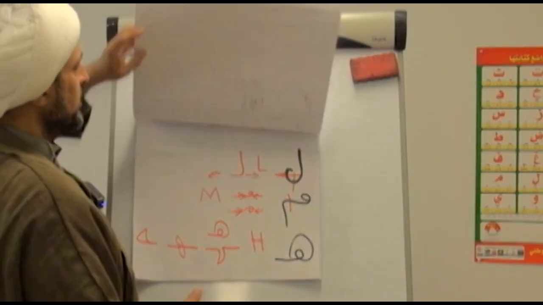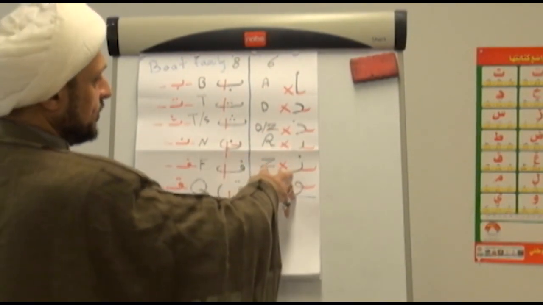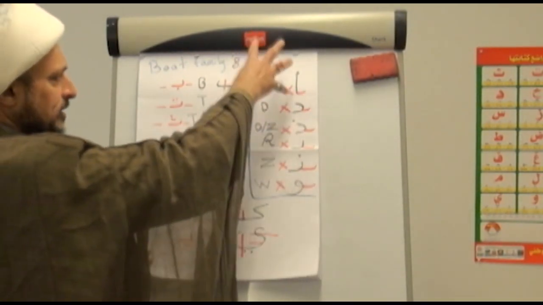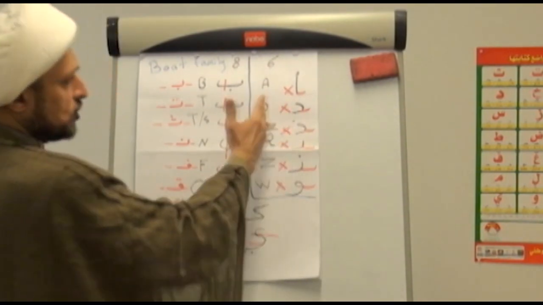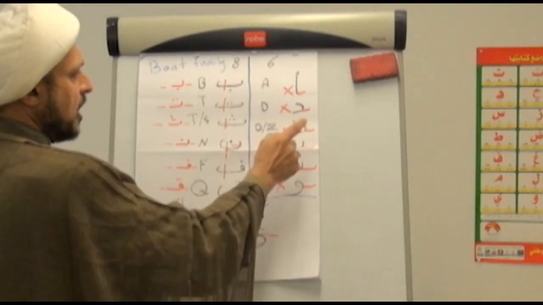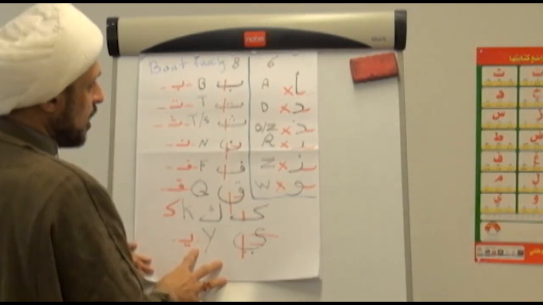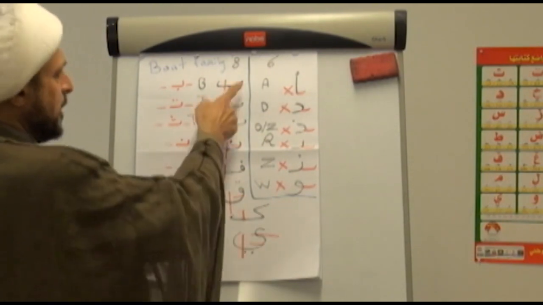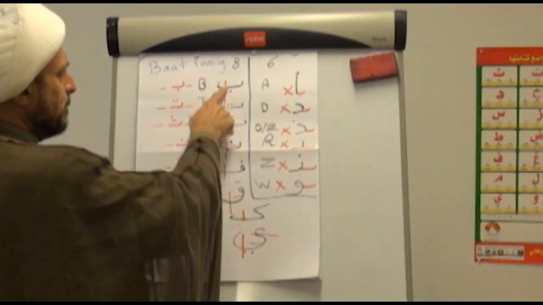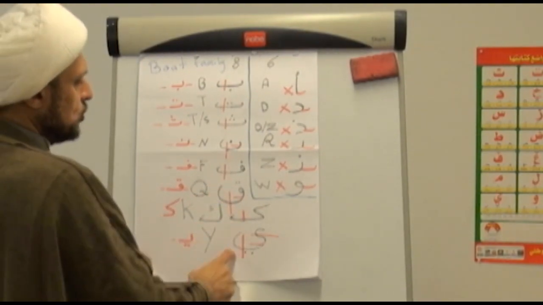What are these alphabetical letters? We said the group. I'm going to review this in our next session again quickly, but these are 6 which do not connect from the left hand side, which is a, da, the, ra, za, wa, and then those which are both letters, canoe type, be, te, the, ba, ta, tha, na, fa, ka, ka, ya.